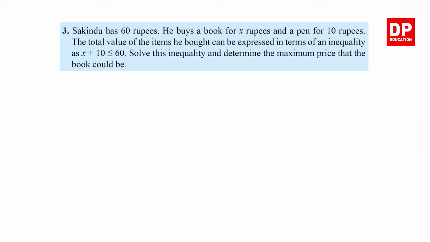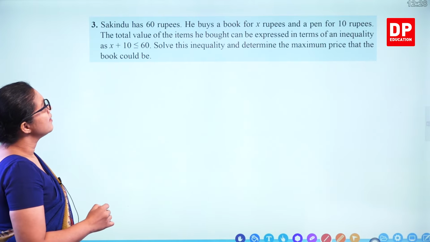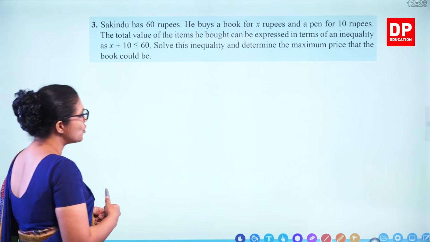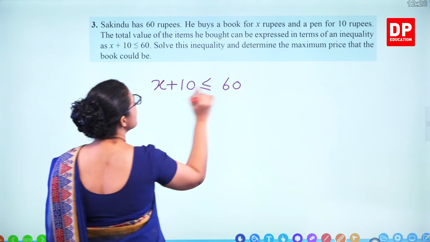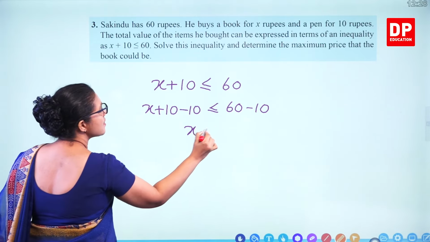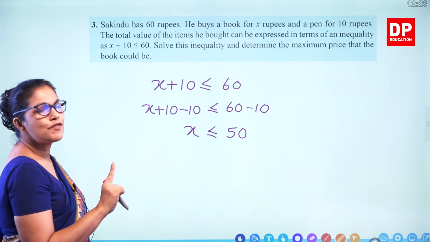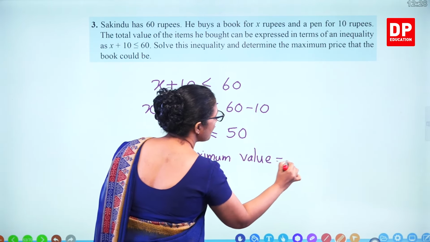Look at this question. Sakindu has 60 rupees. He buys a book for x rupees and a pen for 10 rupees. The total value of the items he bought can be expressed as an inequality: x plus 10, the total amount, should be less than or equal to 60. Solve this inequality and determine the maximum price that the book could be. So we'll try to solve that. X plus 10 is less than or equal to 60. Subtract 10 from both sides. You get x is less than or equal to 50. So that means the maximum value of the book is 50 rupees.